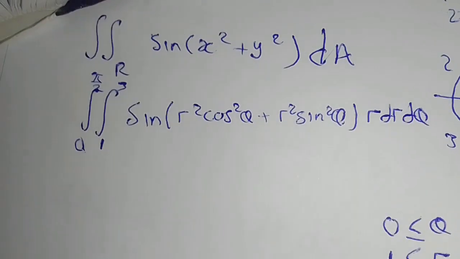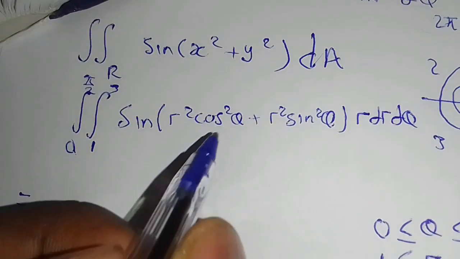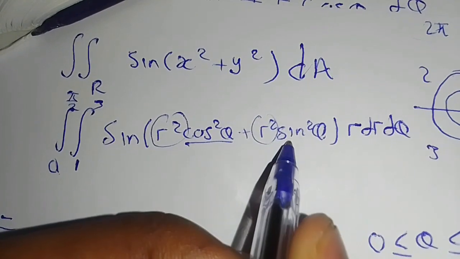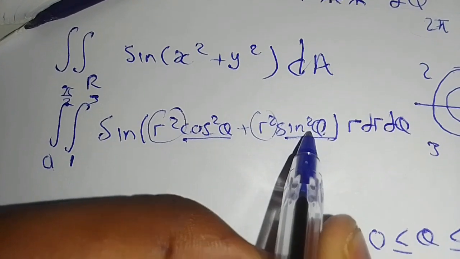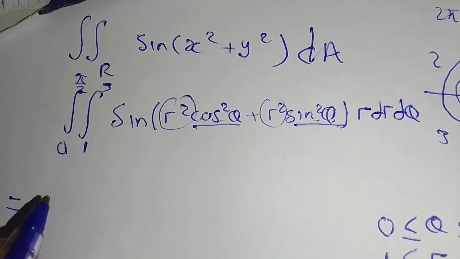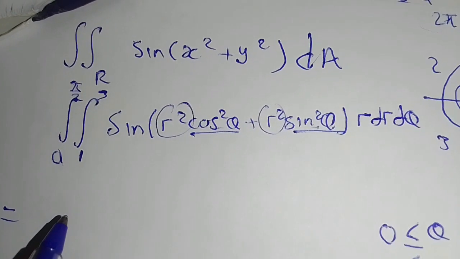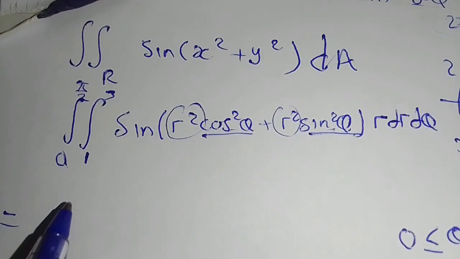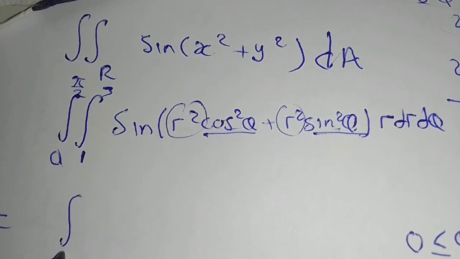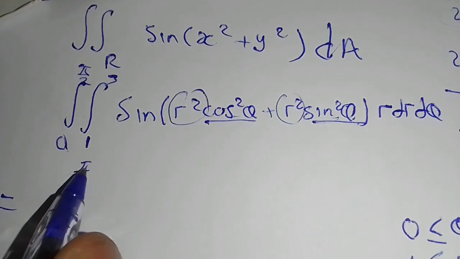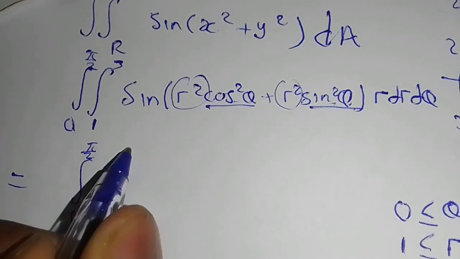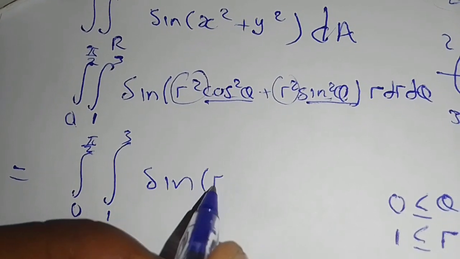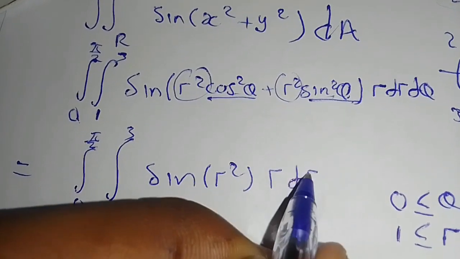Okay, so then from here, since you notice that you can factor out an r squared, when you factor out an r squared, you end up with cos squared theta plus sine squared theta. You basically end up having 1 right there. So you end up with 1 multiplied by r squared, and that's just going to be r squared. So you end up with the integral from 0 to pi over 2 of the double integral of sine r squared r dr d theta.